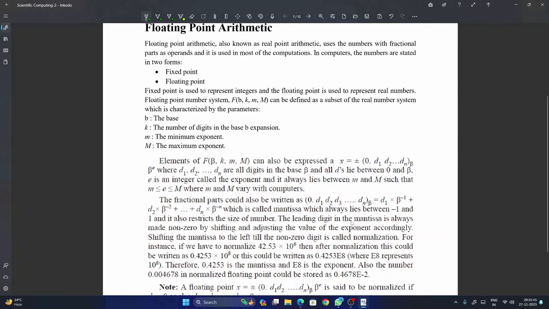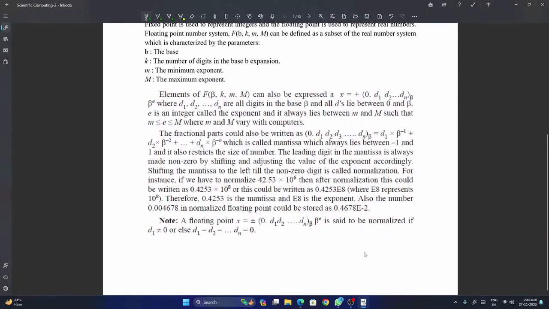And here the normalized form is denoted as 0 point d1 d2 dn, and it is said to be normalized if d1 is not equal to 0. That means the first digit is a non-zero number. So that is another type of format, not like the general binary format. Non-zero means in binary it must be 1, and if it is decimal, it may be 1, 2, 3, 4, 5, 6, 7, 8 or 9, any number but not 0.